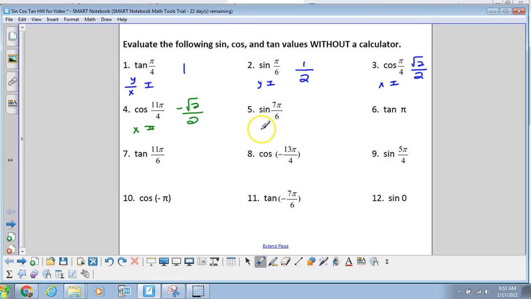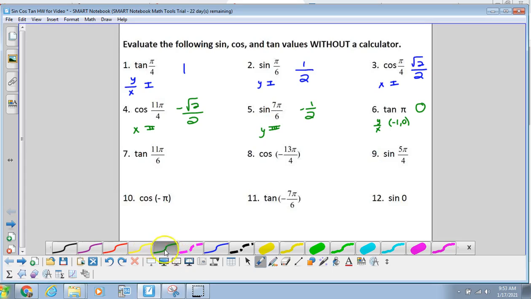For number 5, sine is our y-coordinate. 7 pi over 6 is in the third quadrant, and our y-coordinate for the pi over 6 family in the third quadrant is negative 1/2. For number 6, tangent, that's y over x. Pi is one of our quadrantal angles. The coordinates for that are negative 1, 0. So y over x, 0 over negative 1, that's 0.